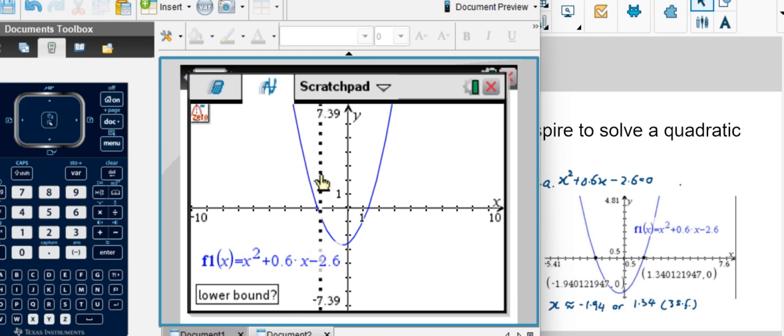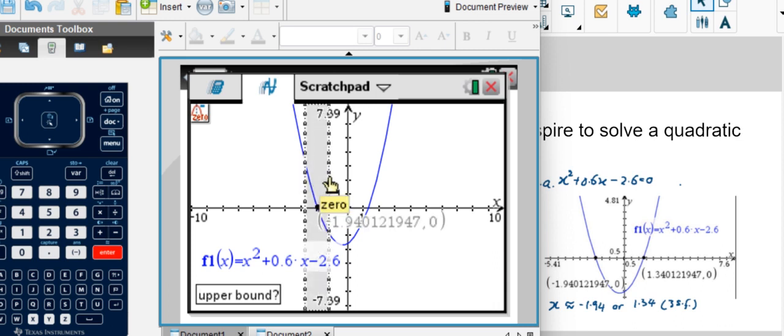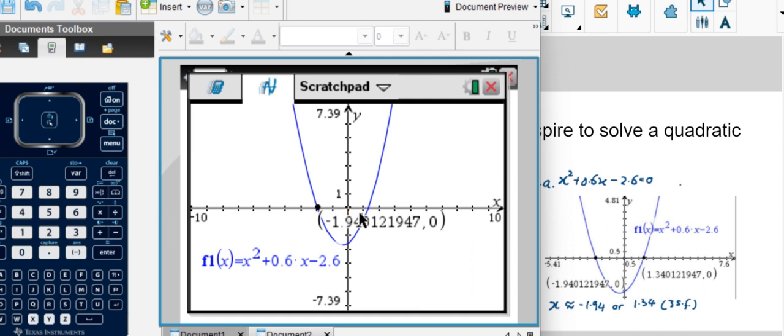So to find the x-intercept here, I go to the left of the root or the intercept, press enter. Is that the lower bound? You say yes. And you go across until you are way beyond the 0, and then you stop. And now you can see that the number shown here is 1.94, and so on.